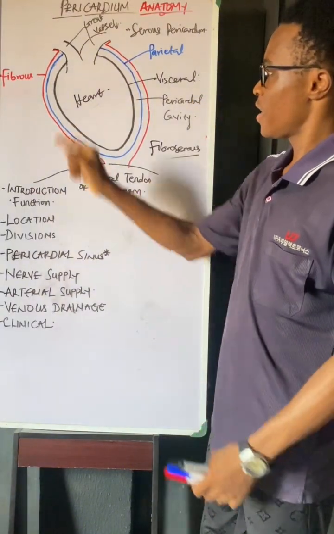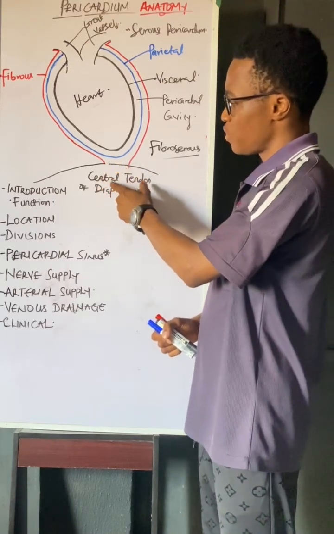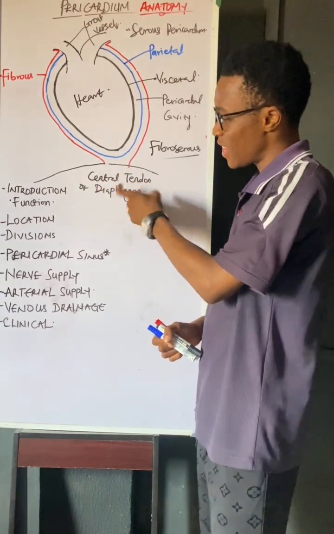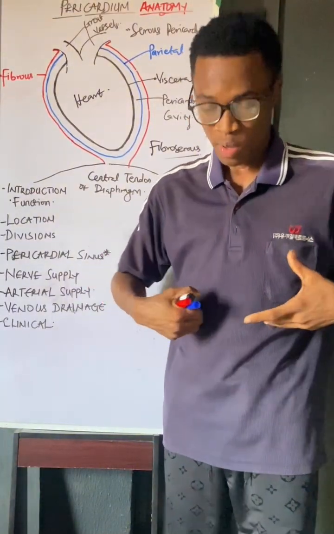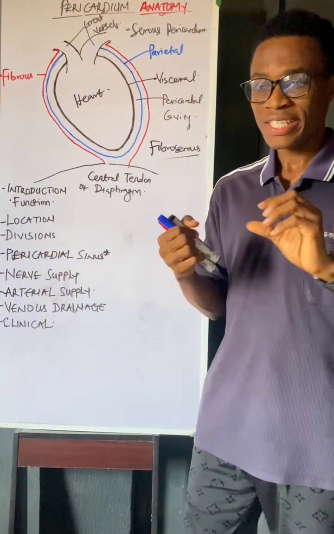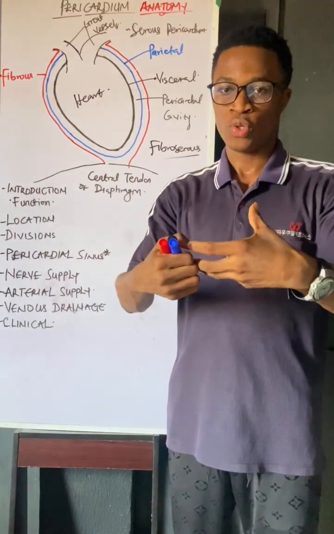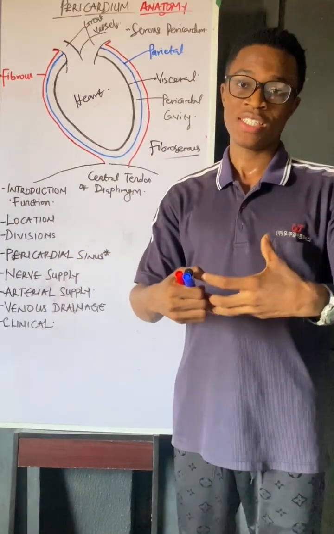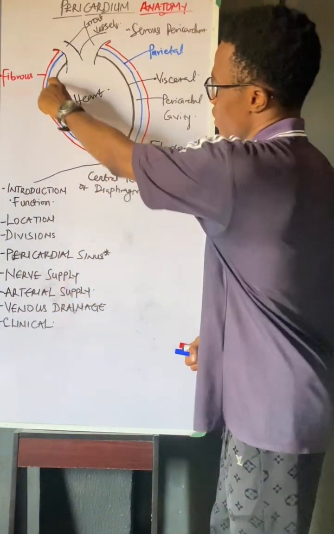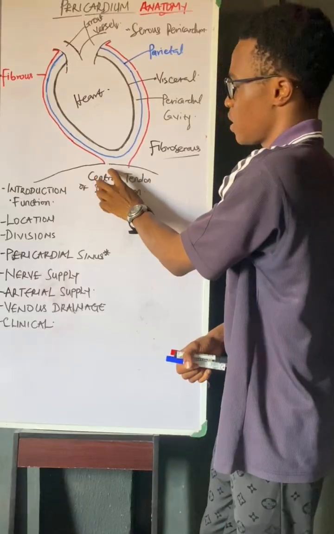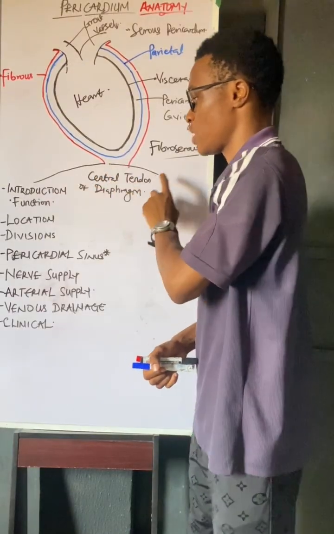Then the fibrous pericardium, inferiorly, is connected to what we refer to as the central tendon of the diaphragm. The diaphragm is the principal muscle for respiration. It has 2 parts which join in the middle to form the central tendon, which is the insertion for the diaphragm. The inferior part of this fibrous pericardium will be in direct contact with the central tendon of the diaphragm.